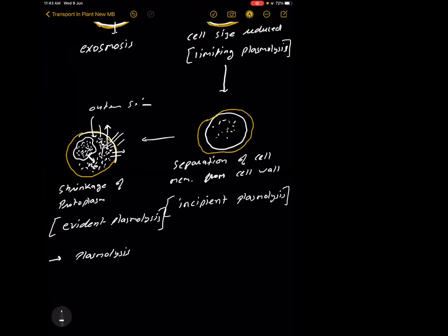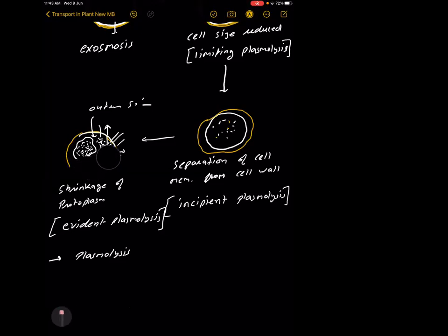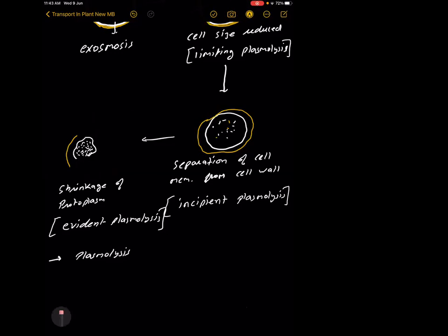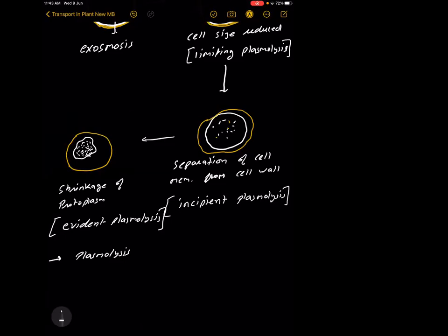Generally they ask this in NEET. Just a minute. This is the cell wall, and this is the cell membrane. This is the empty space. So the empty space is filled by the outer solution. It enters the gap between the cell wall and cell membrane.